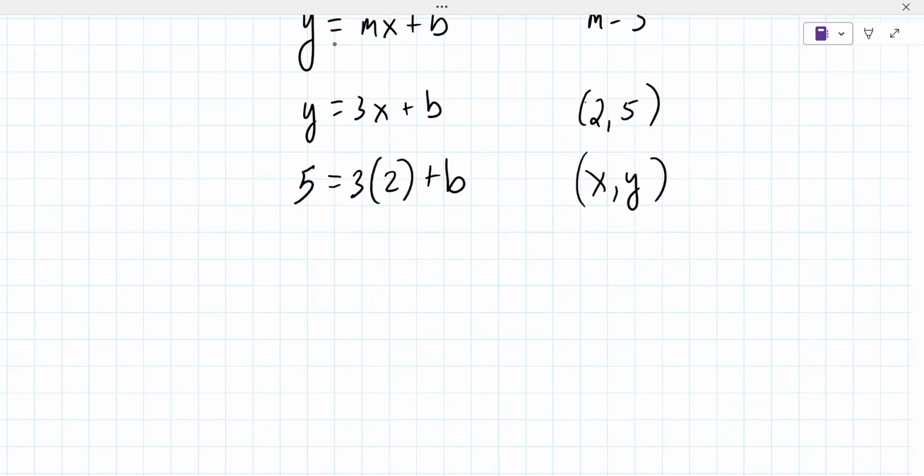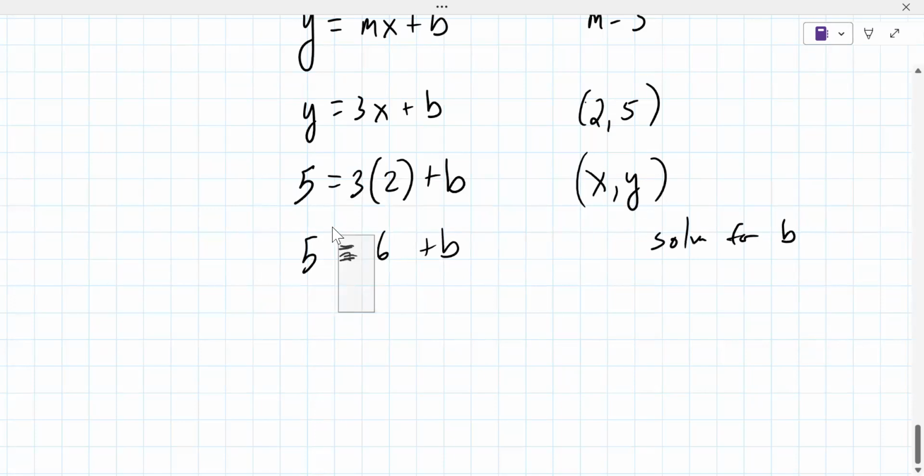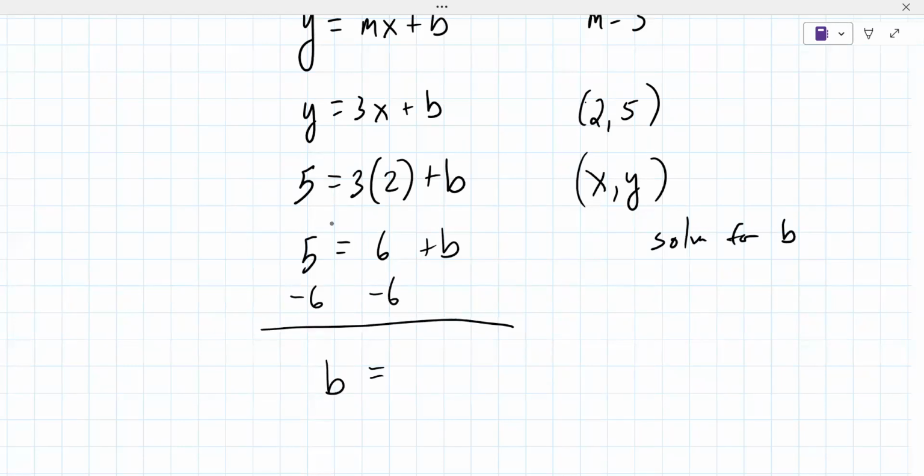And now you have to do the same thing. 3 times 2 is 6. Okay, now solve this for b. Now you have to be able to subtract. What do you subtract from both sides? Subtract both sides by 6. Okay, good. So what does that become? And that equals 5 minus 6.